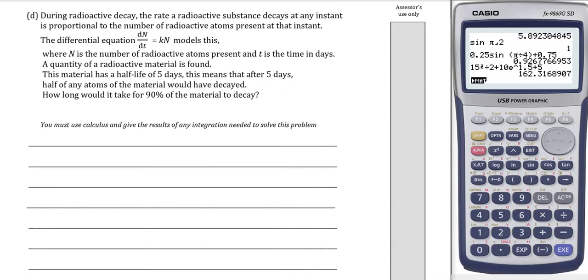Okay, radioactive decay for part D. So dN/dt is equal to kN. We need to separate variables, so taking the N to the left-hand side, that'll be 1 over N. Then we'll get k left here on the right with the dt coming over. Integrate both sides, so we get natural log of N is equal to kt plus c.